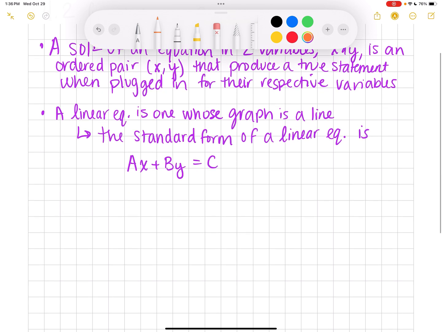All right, equations of horizontal and vertical lines.